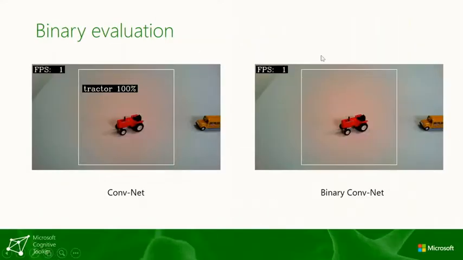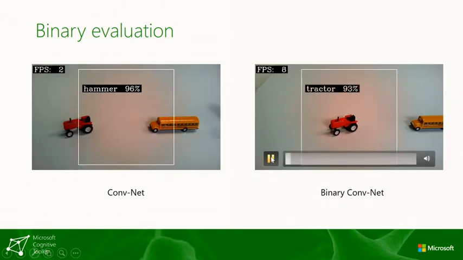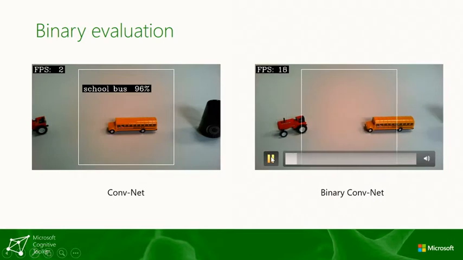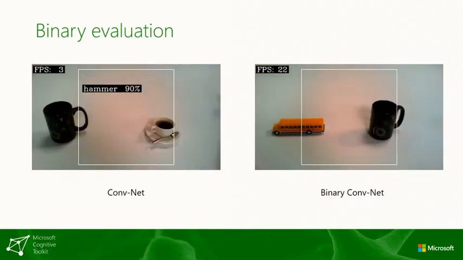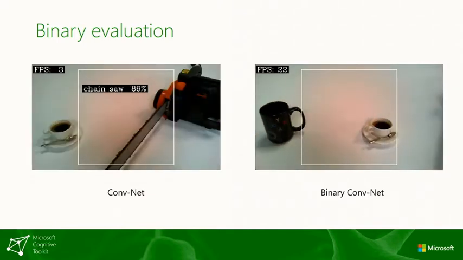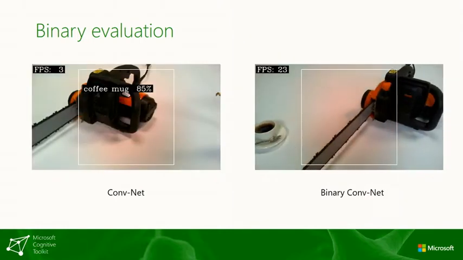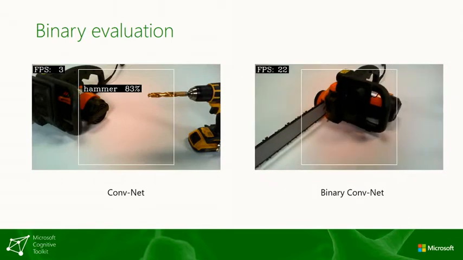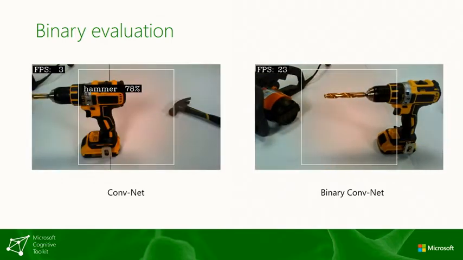So here is the binary evaluation video. Without binary evaluation and with binary evaluation, you can see that things work a lot faster. And on the CPU, it works very, very efficiently. You can get a 7 to 10 times speedup without loss of much accuracy. Shah, would you? We'll take questions at the end, I think, right?